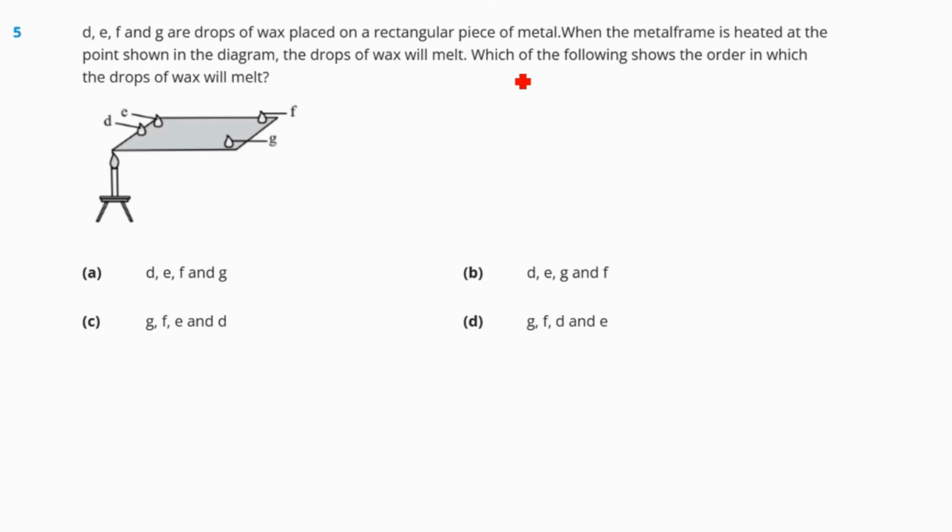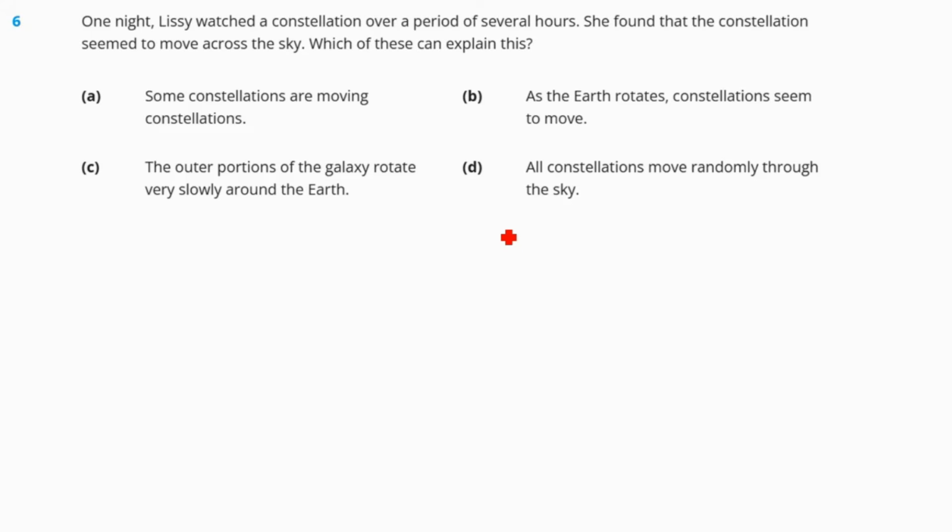Question number 5. D, E, F and G are drops of wax placed on a rectangular piece of metal. When the metal frame is heated at the point shown in the diagram, the drops of wax will melt. Which of the following shows the order in which the drops of wax will melt? Here we can see that we are heating it from this point, and D is the nearest wax. So D will melt first, then E, then G, and then F. So our correct answer should be option number B.